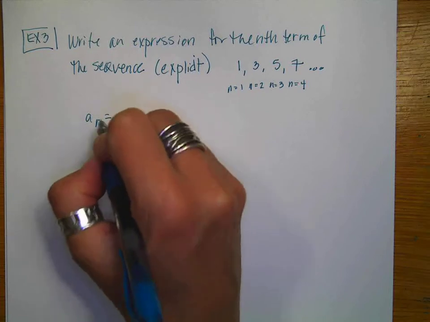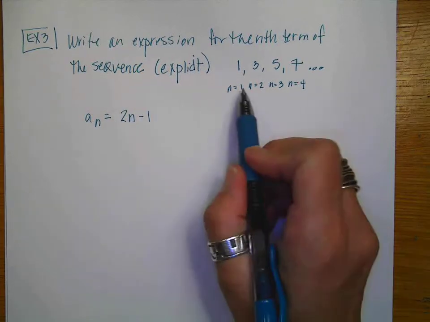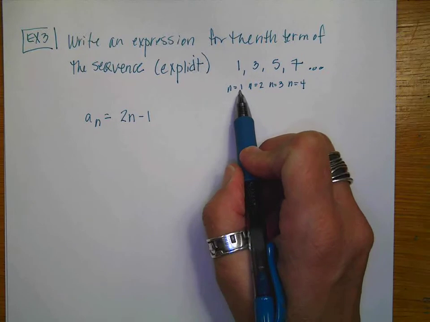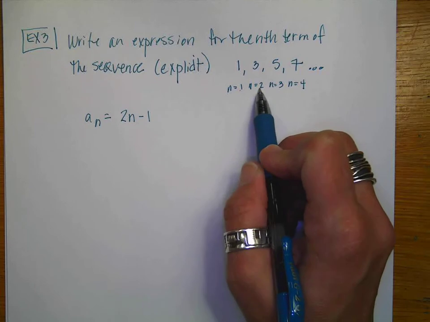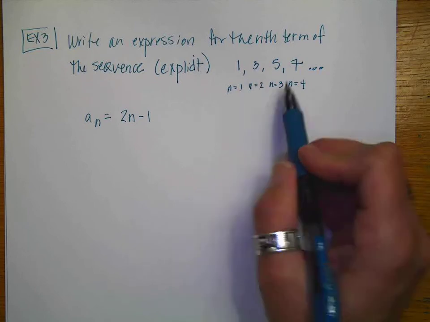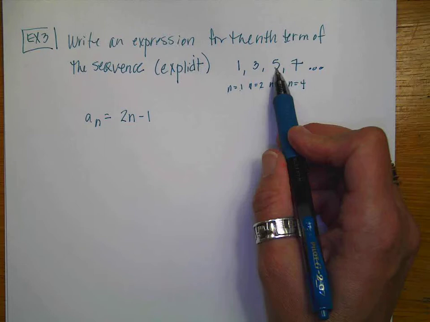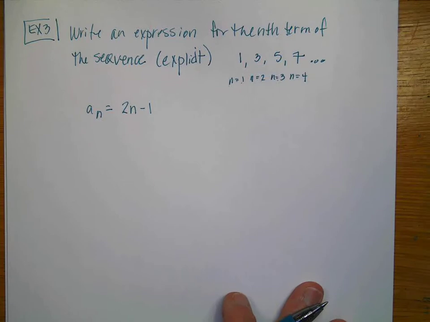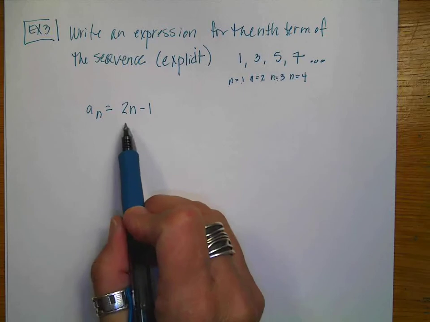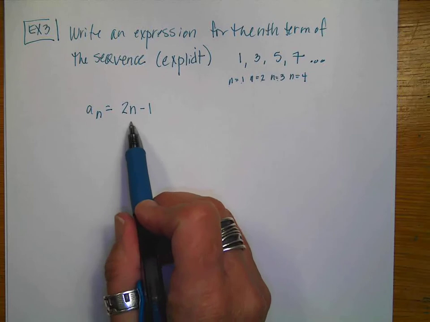So in general, my explicit formula would be a sub n is equal to 2n minus 1. So for example, if I multiply n by 2, I get 2. Subtract 1, I get 1. If n is 2, 2 times 2 is 4, minus 1 is 3. If n is 3, 2 times 3 is 6, minus 1 is 5. We will do a few problems where we try to come up with the sequence. Sometimes they're difficult. The primary focus of PreCalc is being able to use these rules and then do additional math from there.